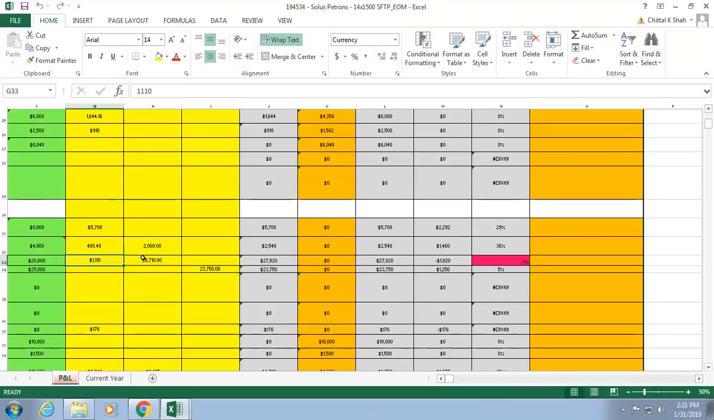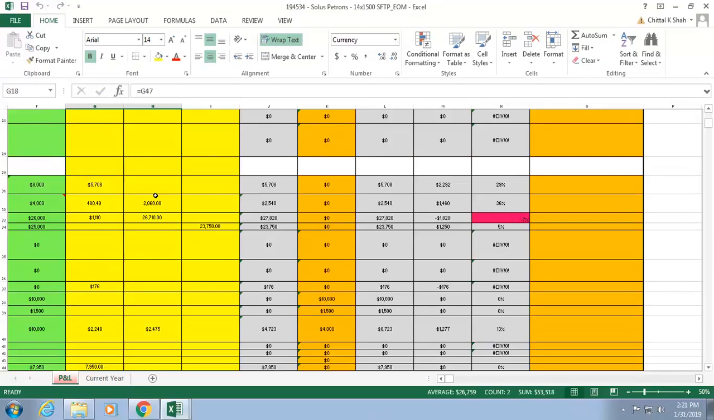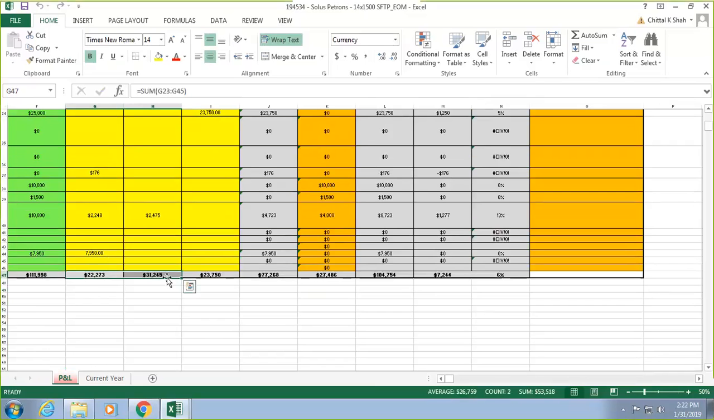So for us, these two figures. So this is the total, right? This is the total value. This is the total of actual cost. This is the total of revenue not vouchered. These two figures make our revenue. So this cost times my current JP makes my revenue. That's what I can recognize.